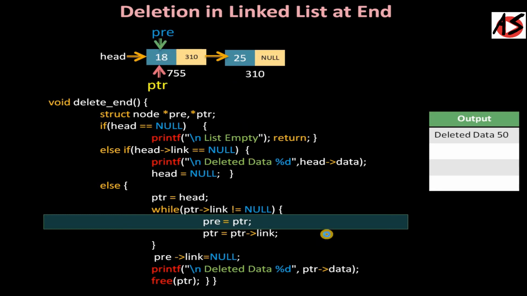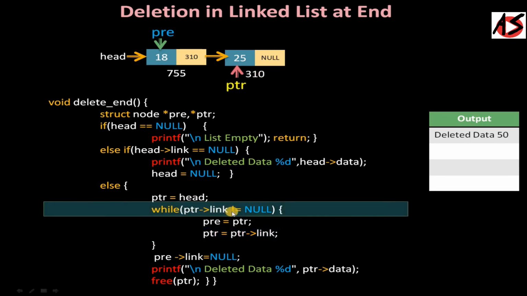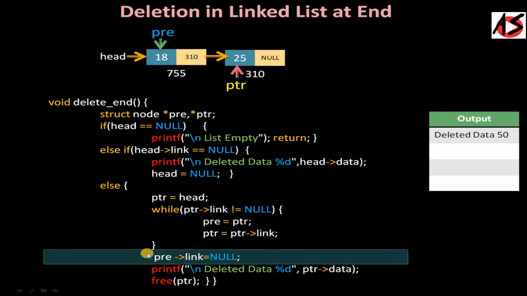Now you execute the instruction in which pointer is equal to pointer link. So here you have a pointer, and pointer link is indicating 310. So our pointer is shifted to the 310 address. Now again we will check the while condition where pointer link not equal to null. Here we have a pointer and pointer link is null. So the condition is false. So the next instruction is previous link is equal to null. So you have to set the previous node link part to null.